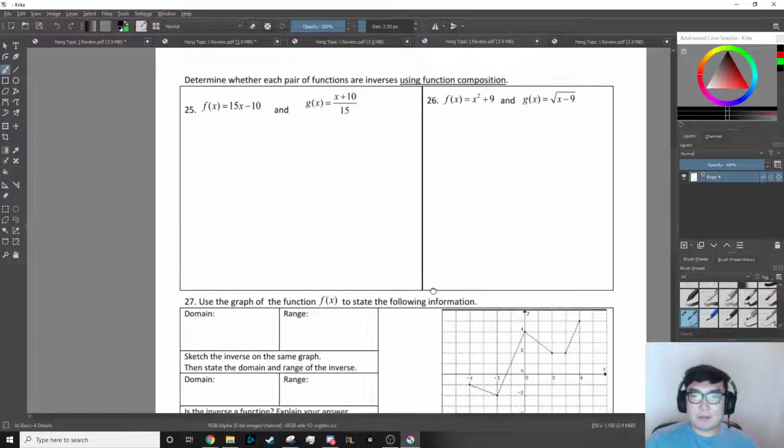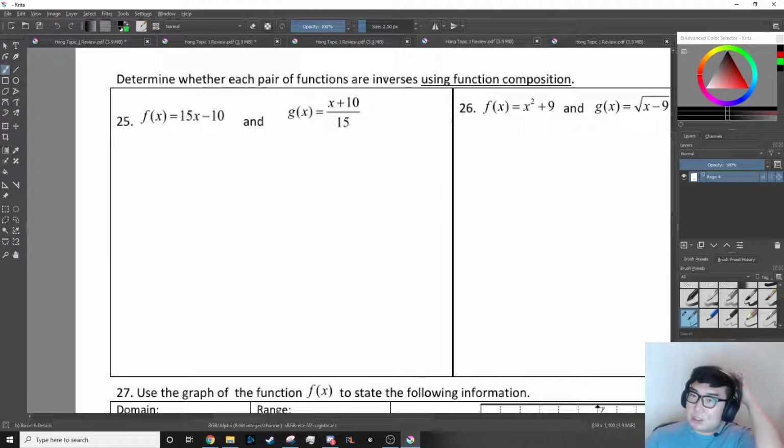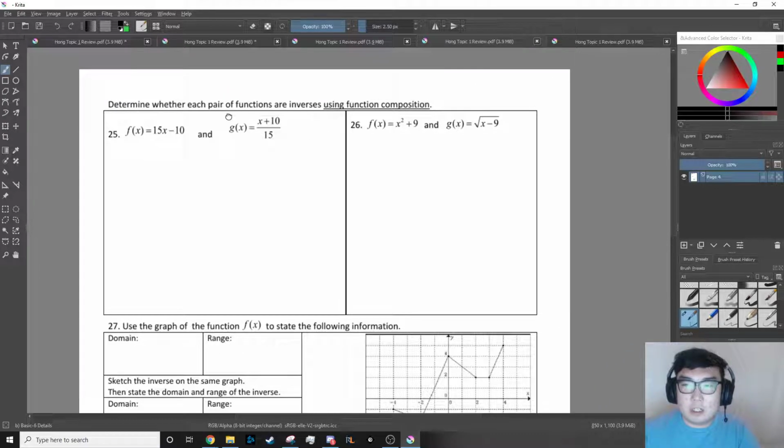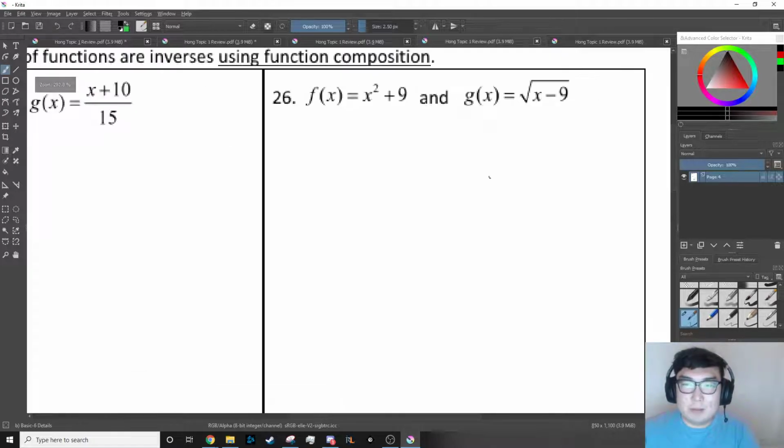Page 3. Determine whether each pair of functions are inverse using function composition. So this is 1-4. And we have two equations right here. And I have to use f of g of x and g of f of x. Which one looks harder? I'll do 26. Why not?